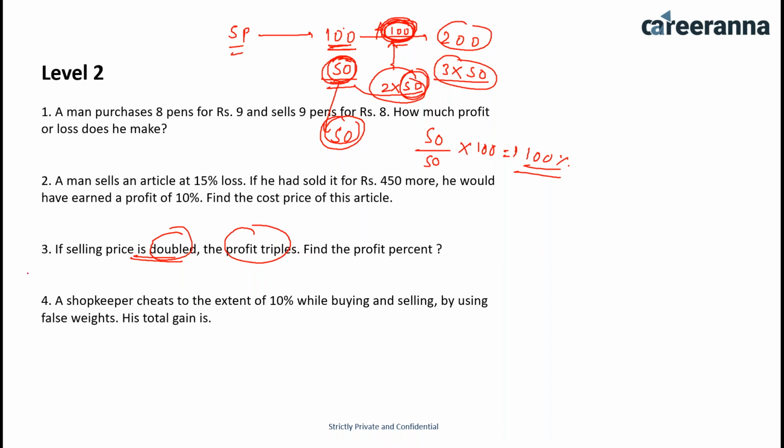Next question. A shopkeeper cheats to the extent of 10% while buying and selling by using false weights. His total gain.